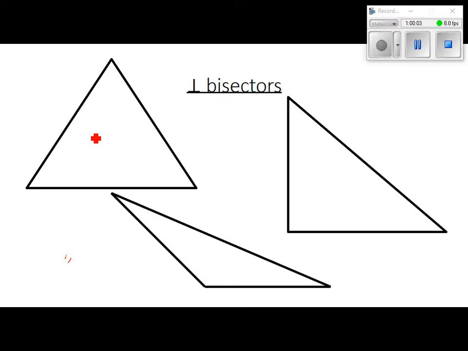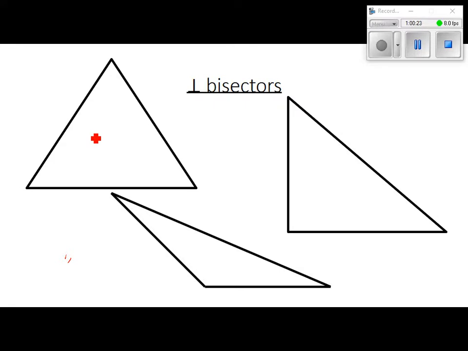The distance from my fingers here to this corner is the same as the distance from my fingers here to that corner and my fingers here to that corner. All three of those distances are the same.